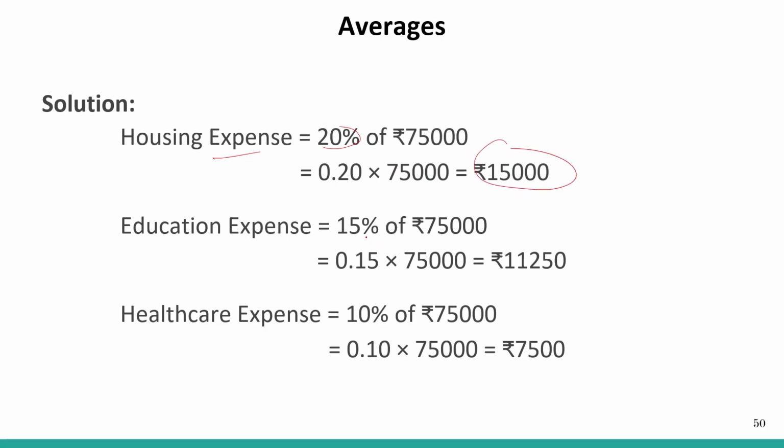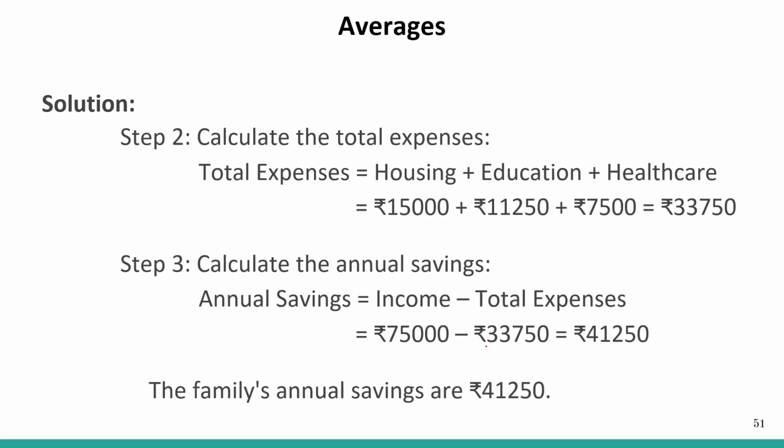And for education expense, it is 15%, so it is 0.15 into 75,000, which is equal to 11,250. So healthcare expense is equal to 10%. So it will be 10% of 75,000, which is equal to 7,500, right? So step 2, calculating the total expenses. Total expenses is equal to housing plus education plus healthcare, which is 15,000 plus 11,250 plus 7,500, equal to 33,750.